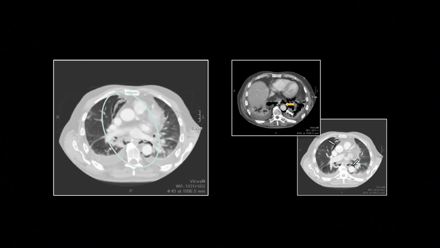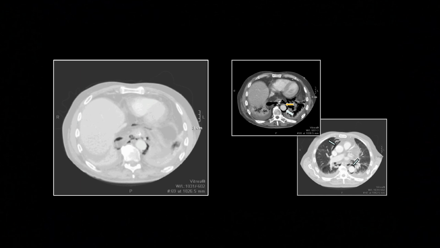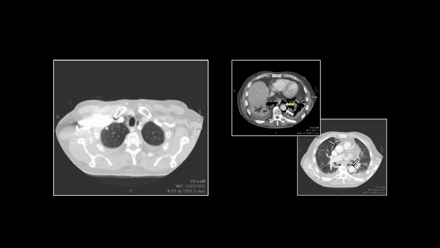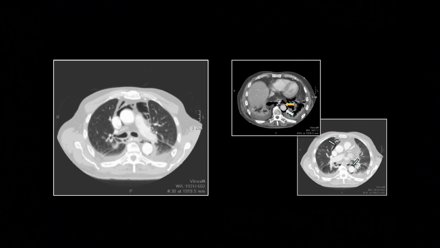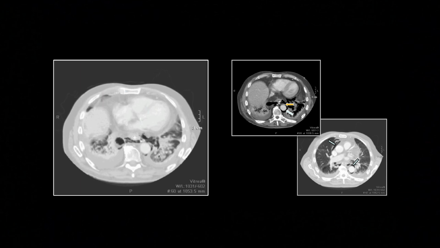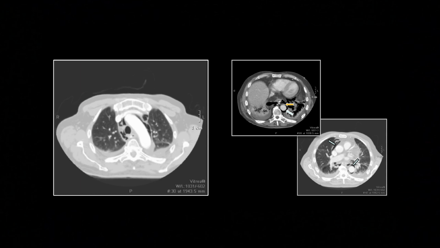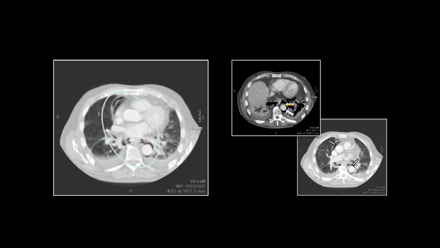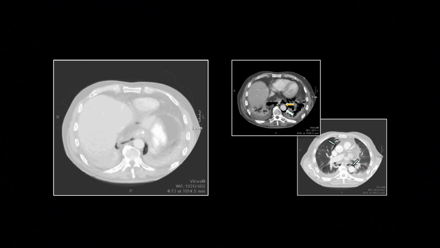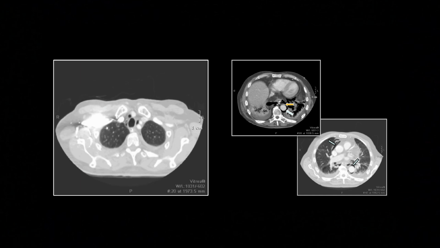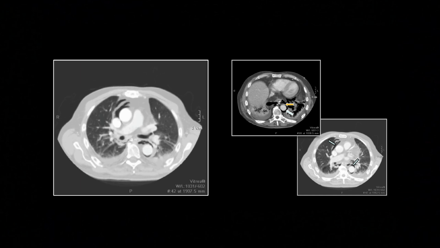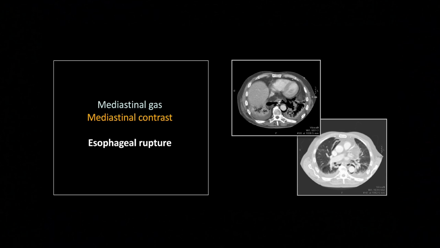In traumatic esophageal rupture, it's so abrupt and there's such a rapid expansion of the mediastinal tissues that it tends to knit together and contain that gas collection. So you'll see a gas and fluid collection from traumatic esophageal rupture will be far more circumscribed and not spread throughout the mediastinum as it is in this case.